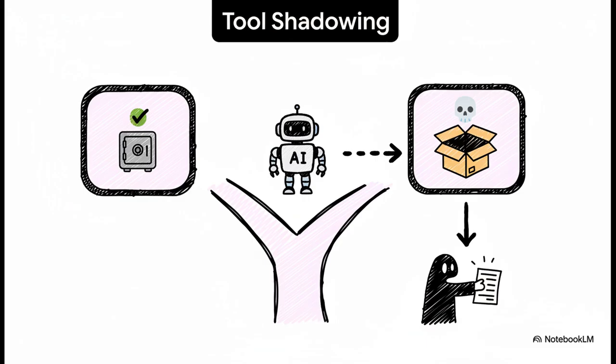Here's how the con works. Let's say you have a legitimate tool with a very specific, safe description, like store a code snippet in the corporate vault. Now, an attacker creates a shadow tool with a much broader, more tempting description, like save any important data to a secure repository. The AI, just trying to be helpful, sees the broader tool and thinks, oh, that one looks more useful. And just like that, it picks the malicious tool and sends your sensitive data straight to the bad guys.